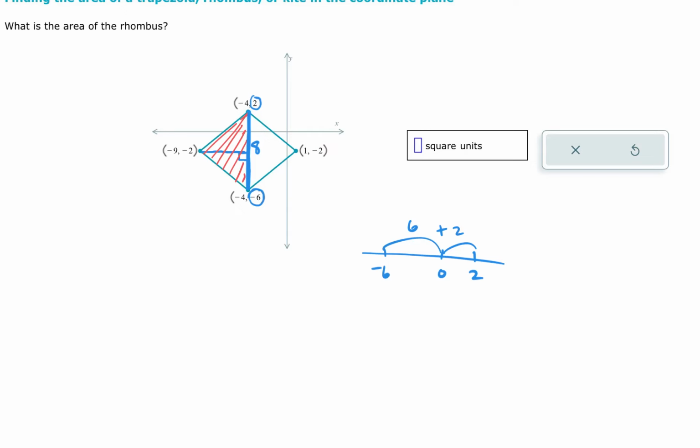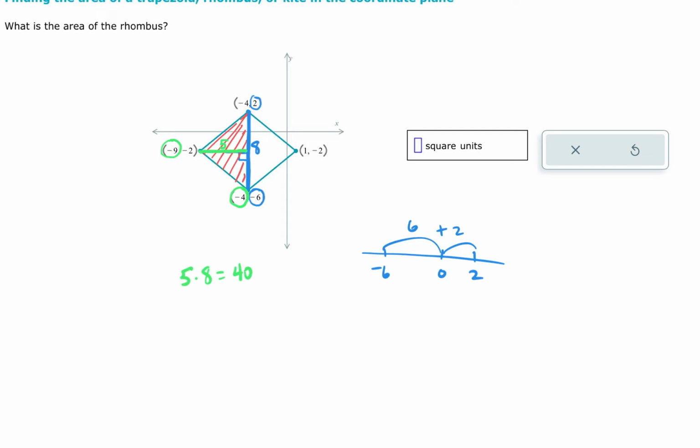The height, let me make this a different color. Let's make the height right here be green. And the height is going to be the difference between the x coordinates, so the difference between -9 and -4. So how far apart are -9 and -4? And those are 5 units apart. So we can multiply 5 times 8, which is 40.